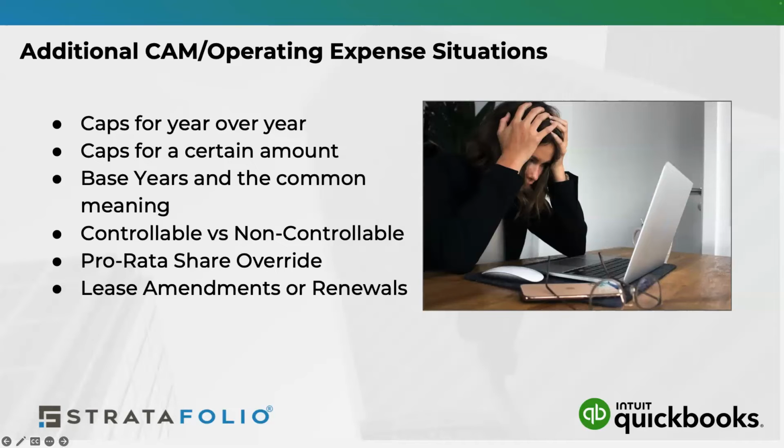We do have the ability to break out controllable and non-controllable subcategories as well. This can help differentiate with your reconciliations on those expenses that are beyond your control or not. Typically, a non-controllable would be something like snow removal, since it varies from year to year. Controllable can be something that the landlord has control over, like parking lot maintenance. All of these should be clearly stated in the lease.